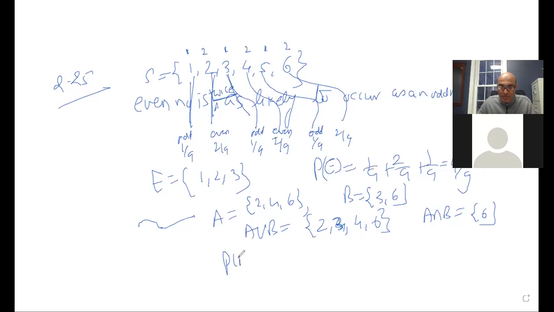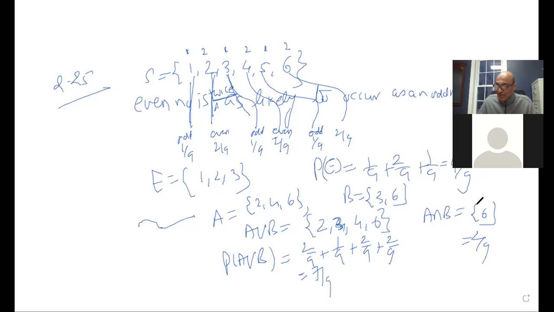So if I want the probability of A union B, because 2 is an even number, I have 2 over 9. 3 is an odd number, 1 over 9. 4 is an even number, 2 over 9. 6 is an even number, so it is again 2 over 9. So here it is nothing but 2 plus 1, 3, 4, 5, 6, 7. So the total probability is 7 over 9. And for the intersection, it is 2 over 9.